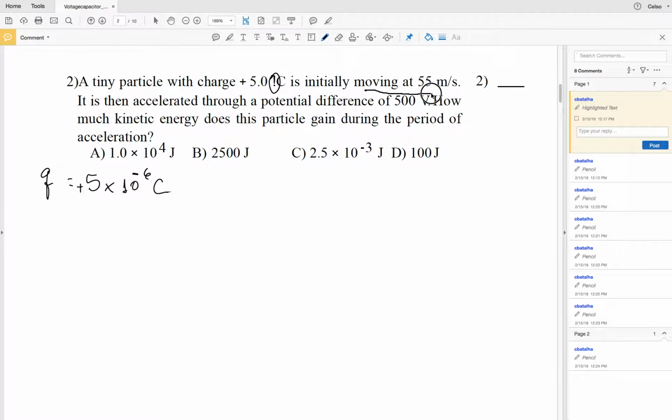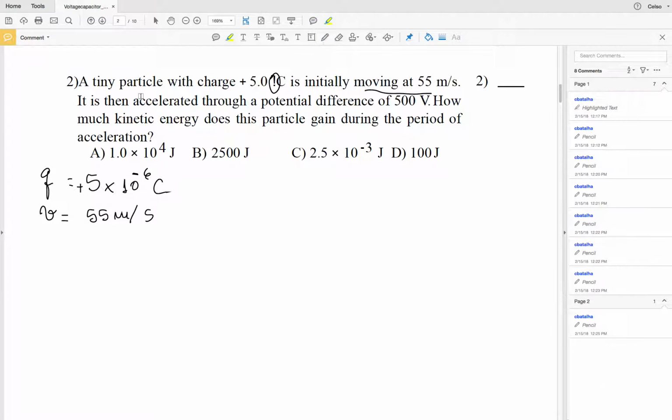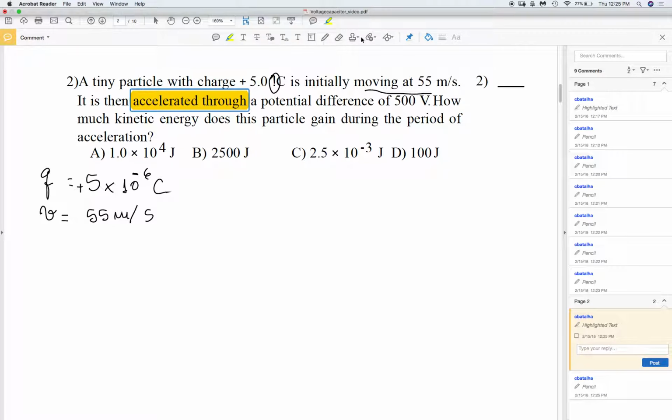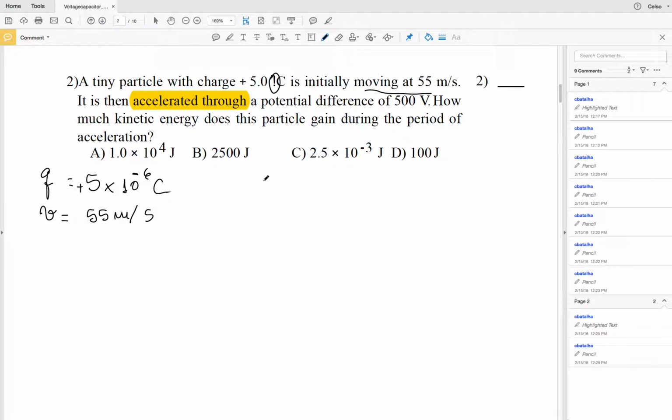And it is initially moving with a certain speed. So I'm going to write lowercase v to denote speed, 55 meters per second. And this charge is accelerated through a potential difference of 500 volts. So the voltage that is accelerating it is 500. Now, how much kinetic energy does this particle gain during the period of acceleration? So we want to find the energy of this particle.